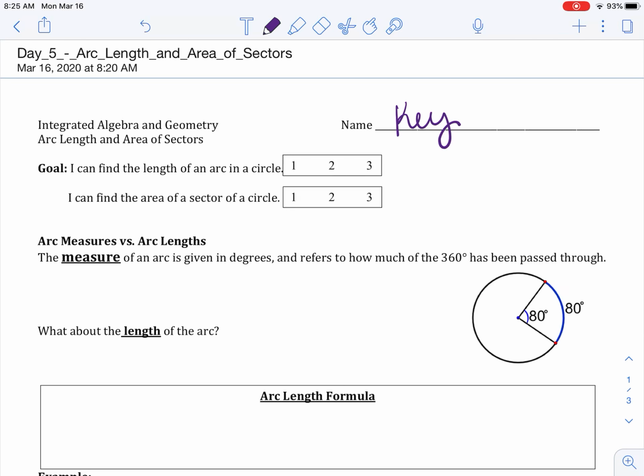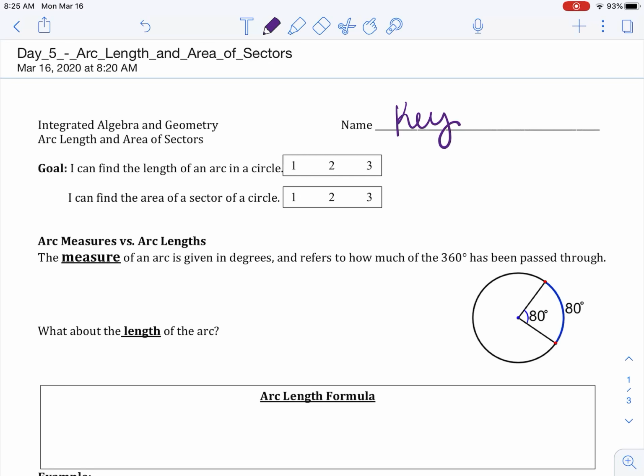All right, let's get started on today's notes, which is arc length and area of sectors. Before we start this lesson, you will need a calculator. So please pause the video and grab your calculator so that you can type in all the calculations that I'm typing in, just to make sure you get the same answer.